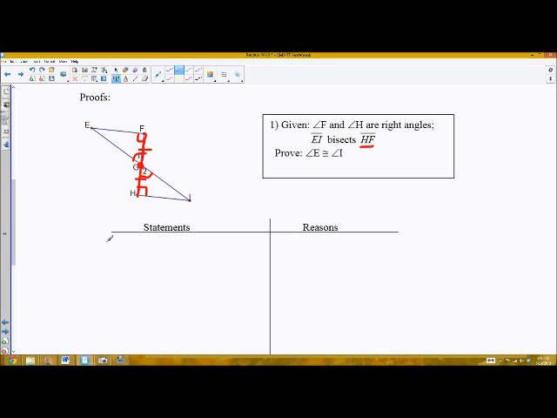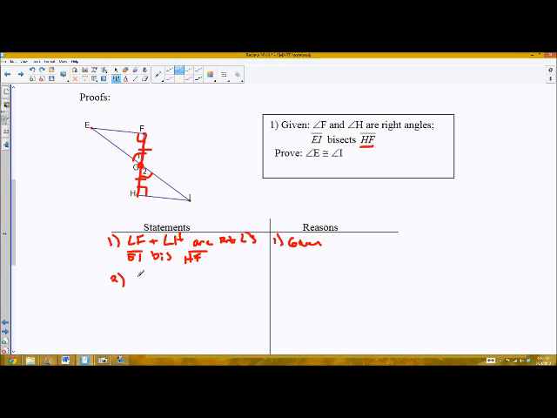I'm going to go down to my statements and reasons, write my givens: angle F and angle H are right angles. That was given to me. Oh, I have a second given, so let's add that in here. I also know that EI bisects HF. It's given to me as well.